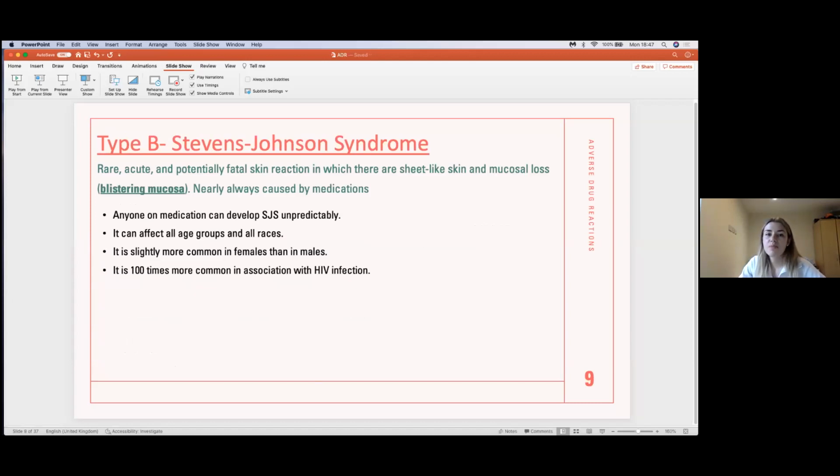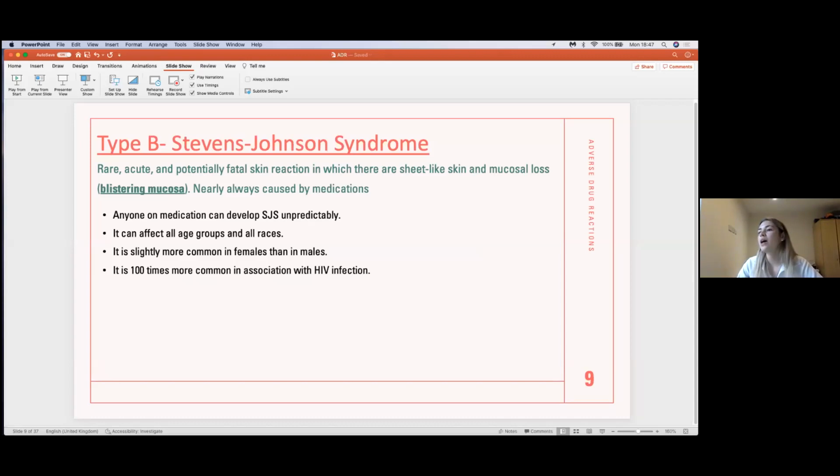So a type B drug reaction, so Stevens-Johnson syndrome. So this is a rare and acute skin reaction where there is blistering mucosa. So you'd see that in an exam question. So the body is just full of blisters. It looks absolutely very, very painful and not nice at all. And this is nearly always caused by medications.